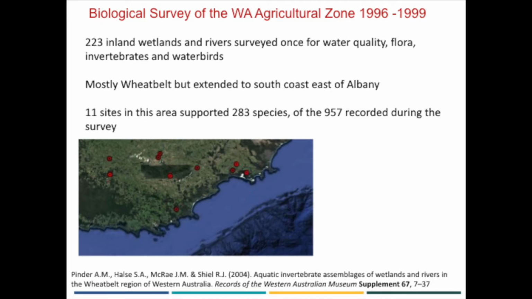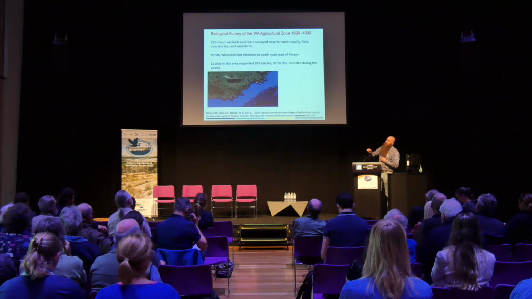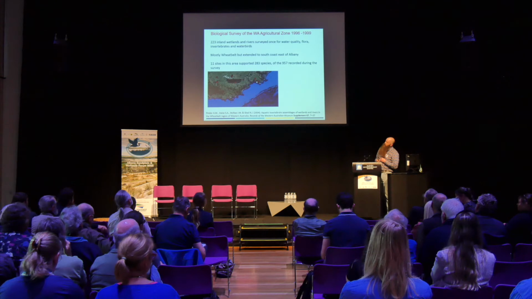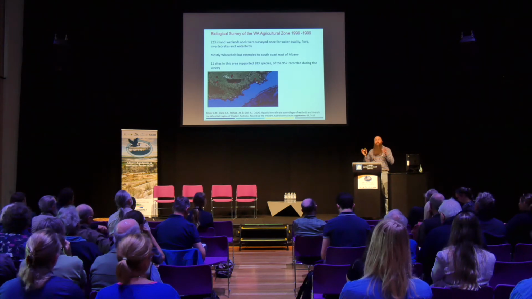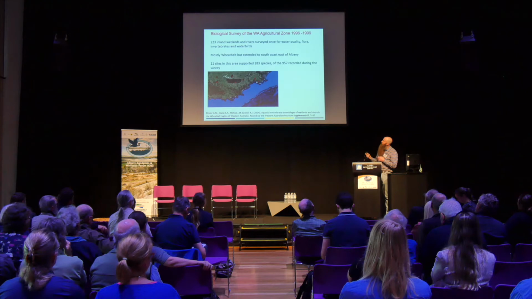They collected information on water quality, including pH, nutrient concentration, and of course, most importantly, salinity. They also collected information on flora, aquatic invertebrates, which I'll talk about in a minute, as well as water birds. So a pretty diverse array of variables from these sites. Now, the majority of these sites were within the wheat belt, but some extend into the area of focus for this particular forum. In total, they had about 11 sites.